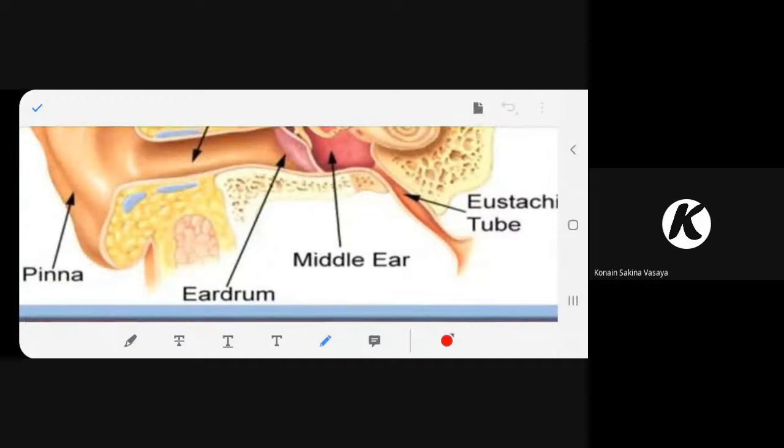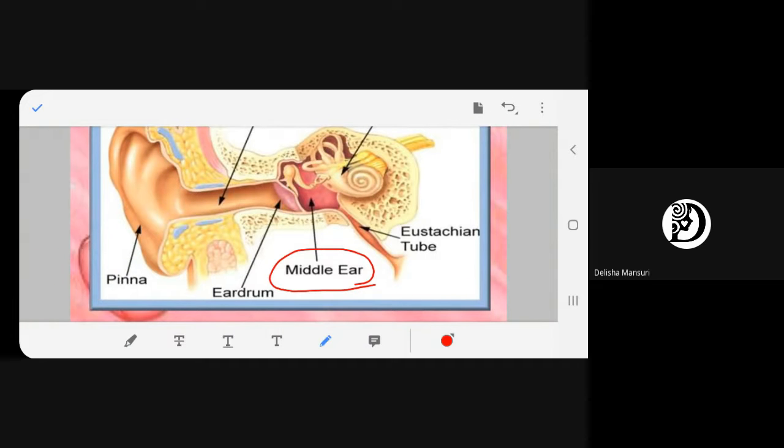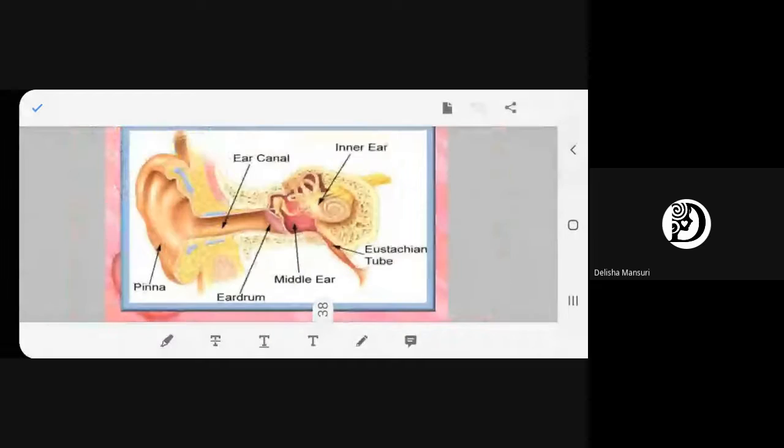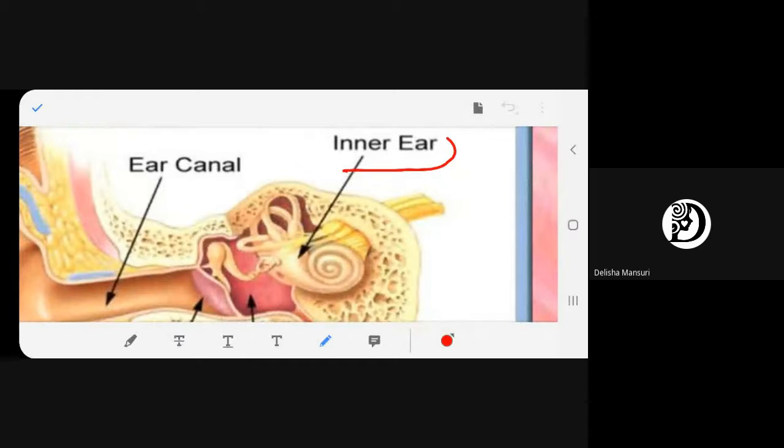Next we will come to what, beta? Eardrum. It will start vibrating, right? Next is the middle ear, where you have the small bones: hammer, anvil, and stirrup. What are they doing? They are magnifying the sound by three times. The vibration we get is magnified by three times by the hammer, anvil, and stirrup bones present in the middle ear. From here, it goes to the cochlea, which is known as the inner ear.